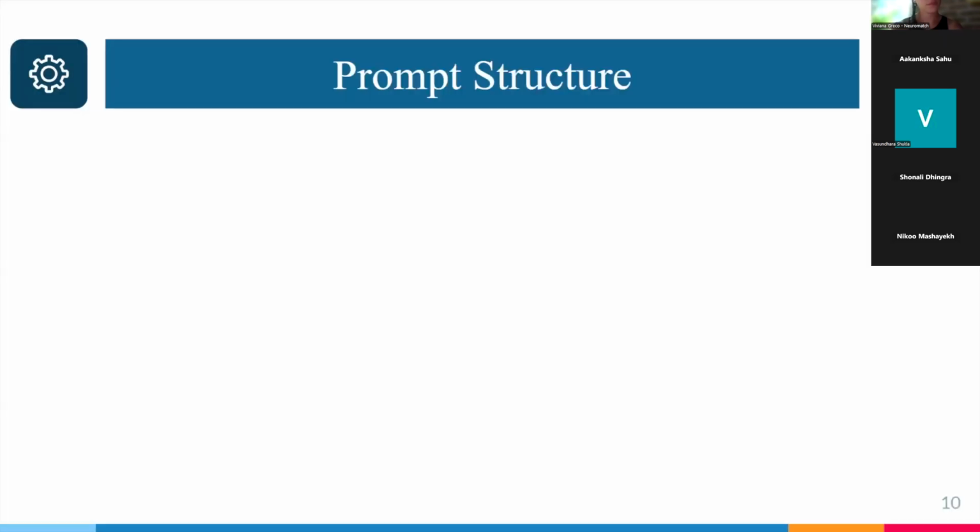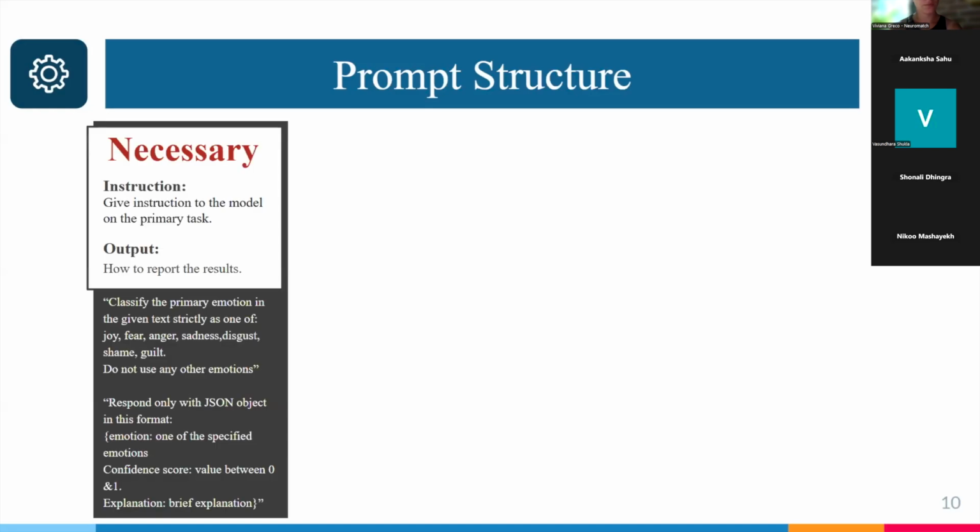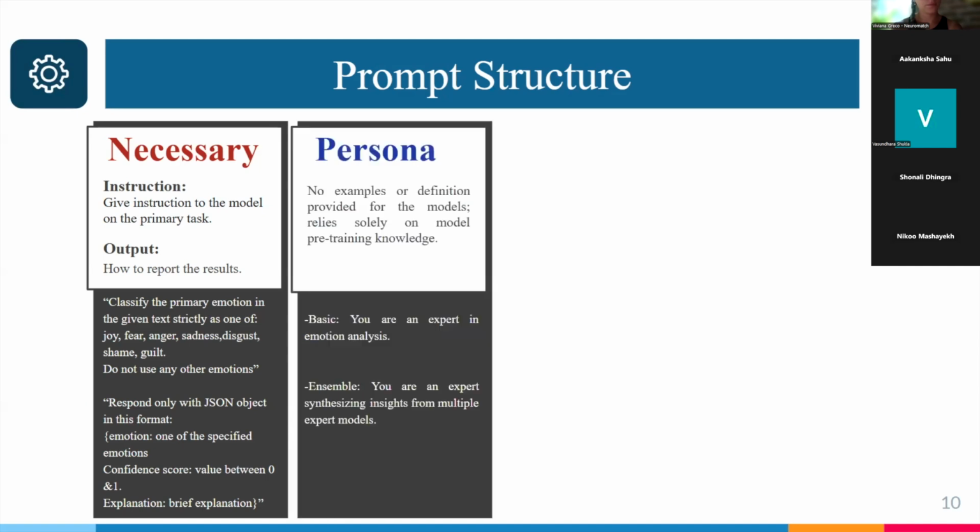Our project heavily focused on prompt engineering, and in this slide I want to talk about the prompt components that we use for our prompt structures. The first one is the necessary part. This includes the basic instruction and specifies how models should structure their responses. For example, we stated that the model should classify these 7 emotions, and the responses that we wanted should be in JSON format, including a confidence score and explanations of the results.